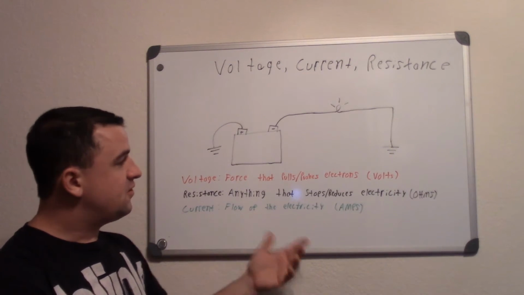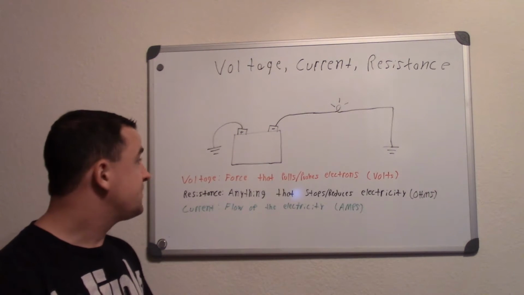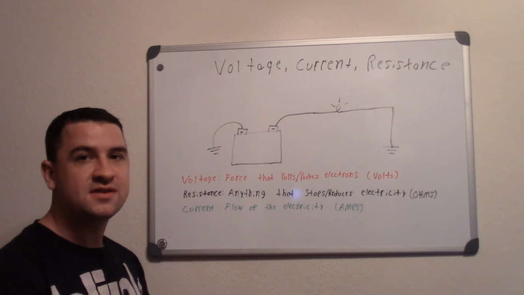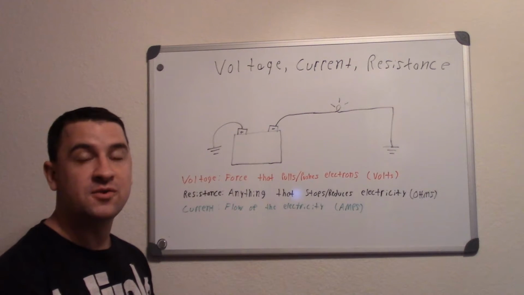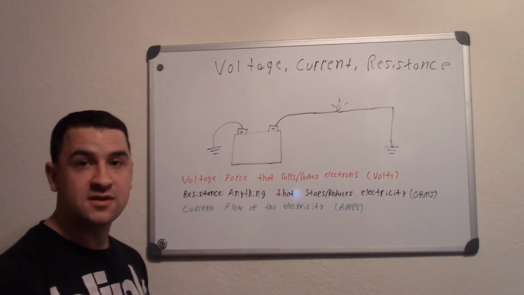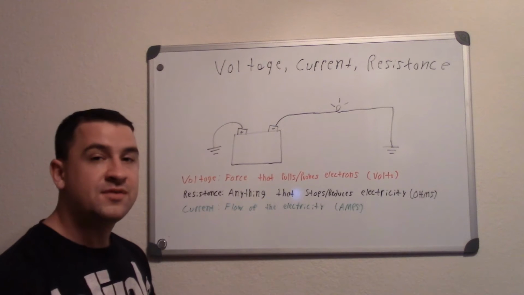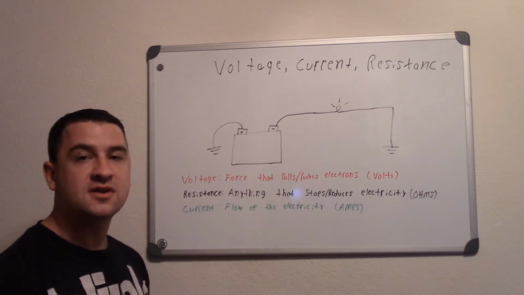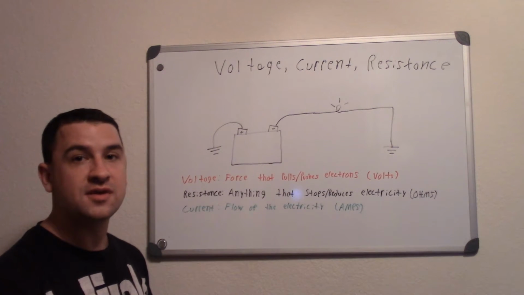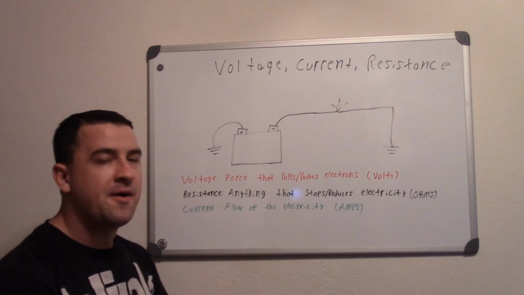Now, current is the flow of electricity. I like to call it the outcome of it. So you can manage voltage and resistance. You can amp up your voltage, and that'll increase your current, or you can reduce it, and that'll decrease your current. Resistance is the opposite because it stops it. The more resistance you have, the less current you'll get, and the less resistance you get, the more current you get.